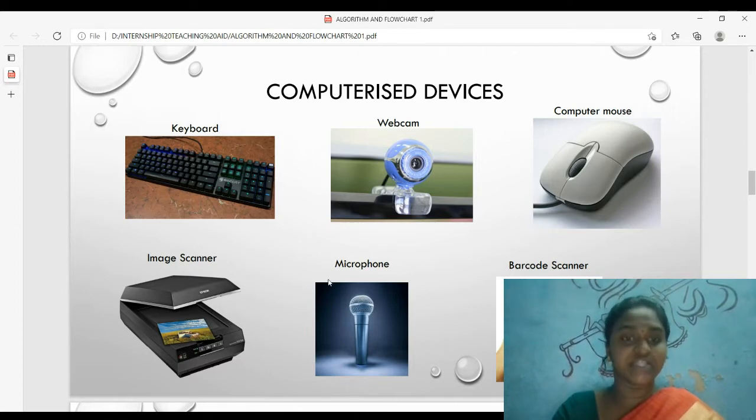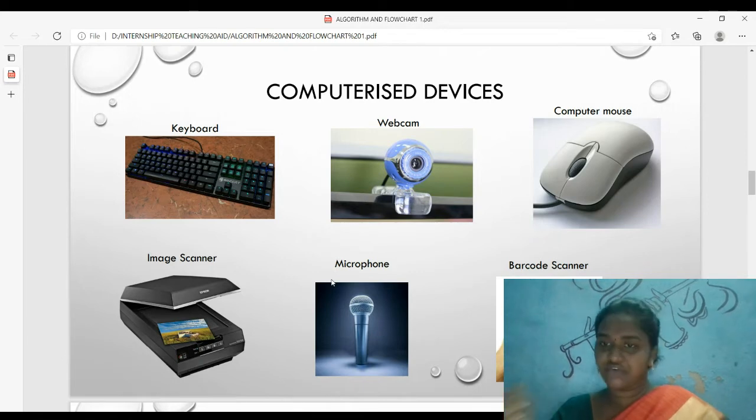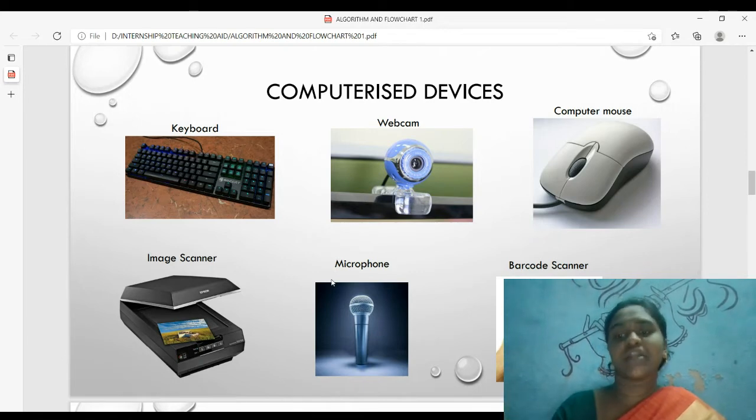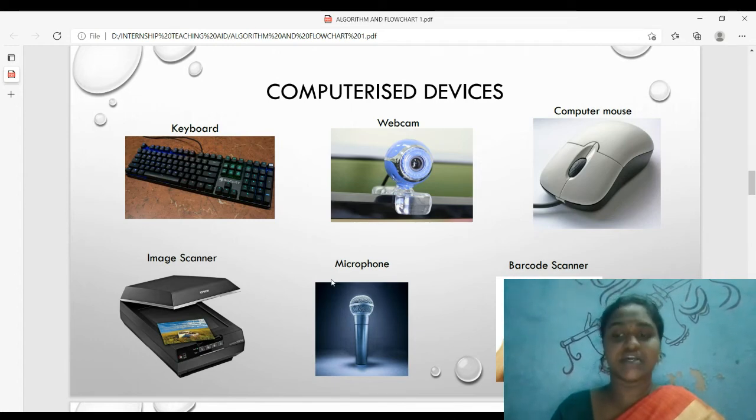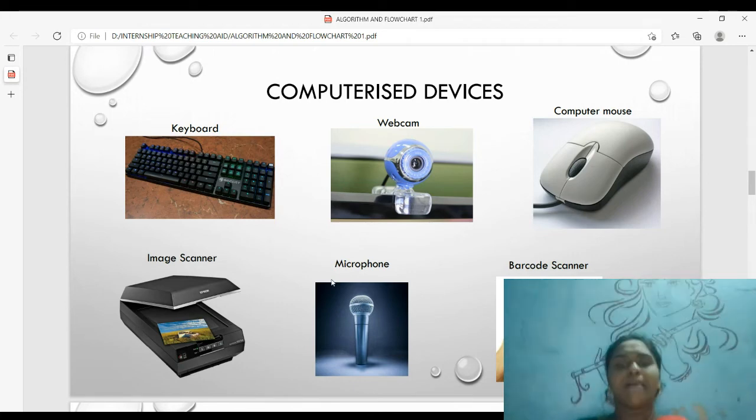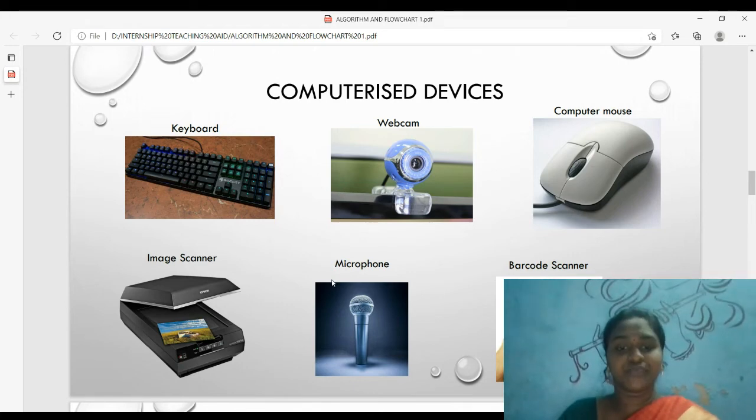Let me explain. These are computerized devices that you may know already: keyboard, webcam, computer mouse, image scanner, microphone, barcode scanner. Let me give one detail about these computerized devices. Let's take the barcode scanner. What will a barcode scanner do?